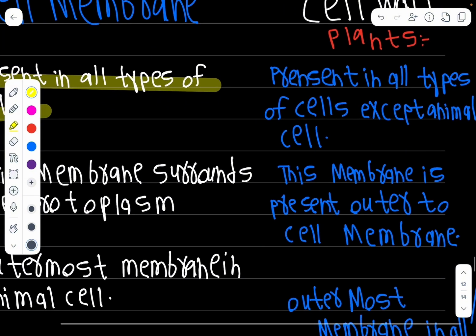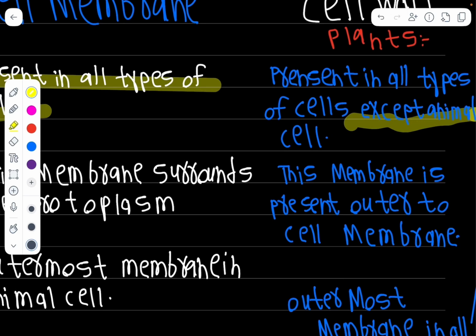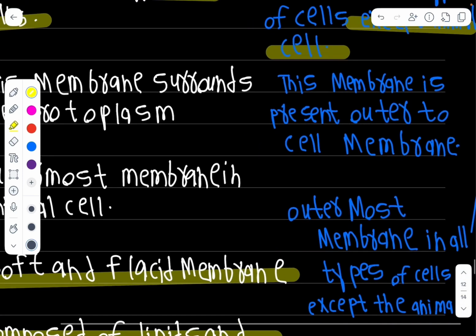Now, the cell wall is present in all types of cells except animal cells. The cell wall is not present in animal cells, as we have already talked about. That's a fact, we cannot change that. Now, this membrane is present outer to the cell membrane. So we talked about that.